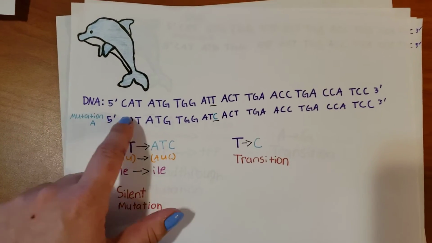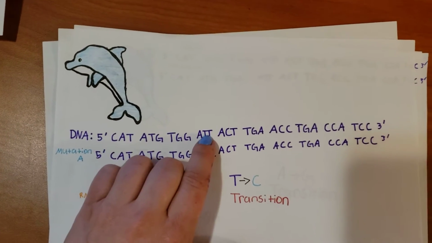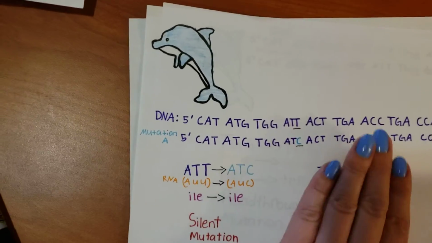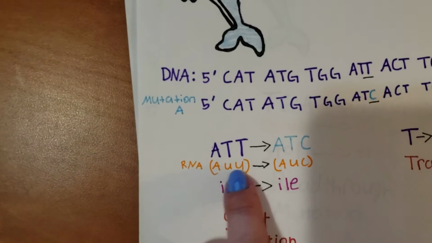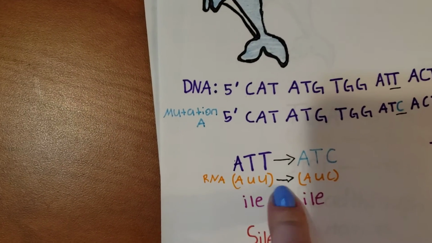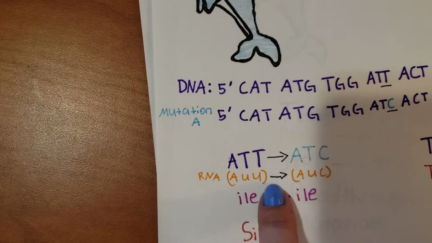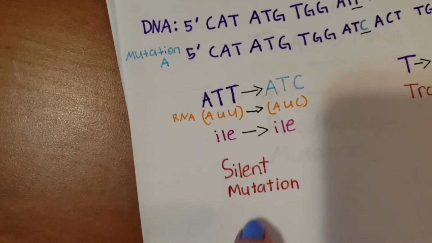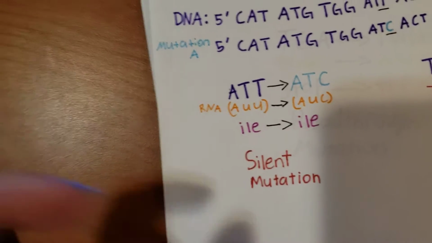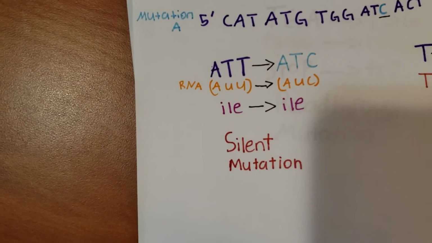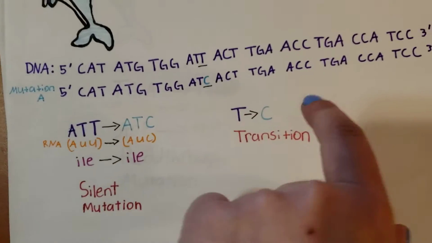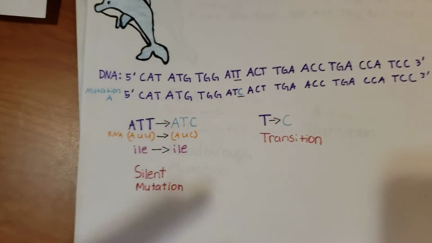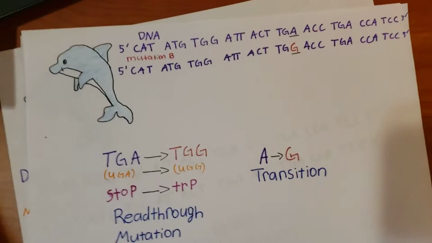So for mutation A, we see right here, our mutation happens from ATT to ATC. So we look at our RNA version of this, so it's AUU to AUC. We look at our coding dictionary and we see that it's the same amino acid, meaning that this is a silent mutation. A silent mutation means that it codes for the same amino acid. We go from T to C. This is a transition because we stay within the same ring structure.